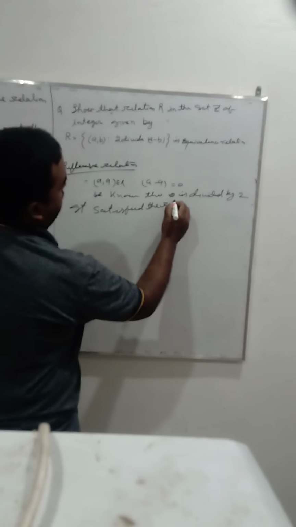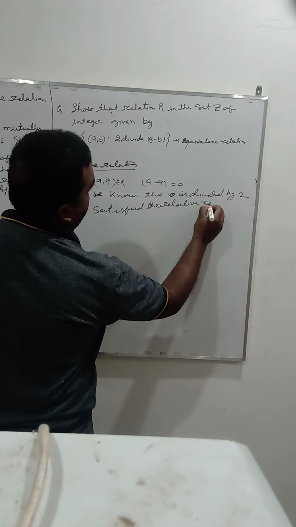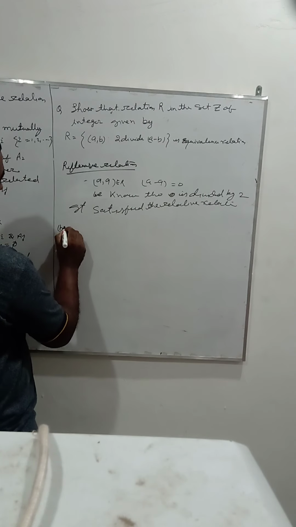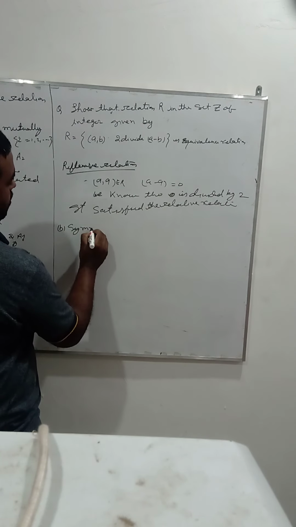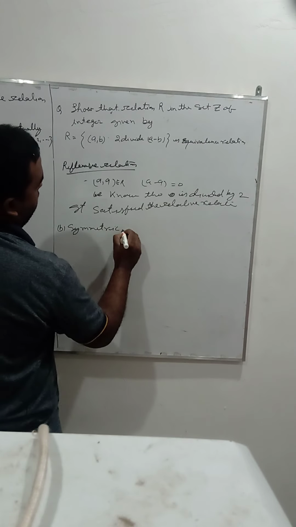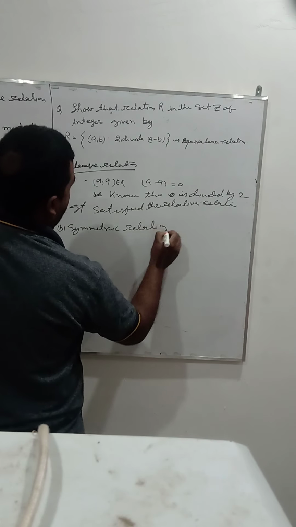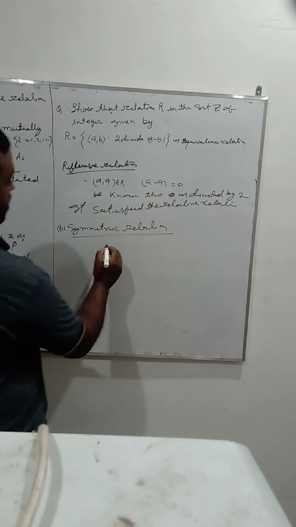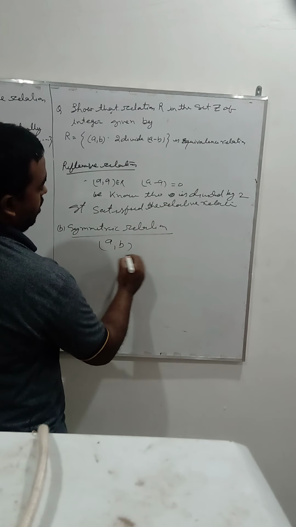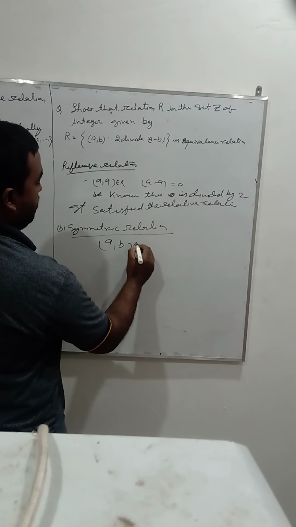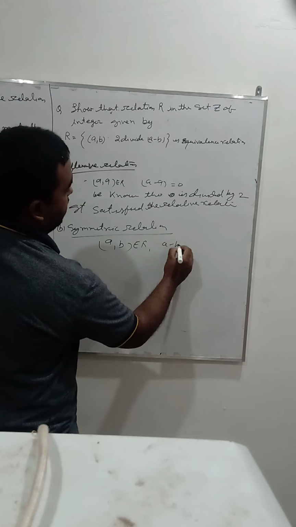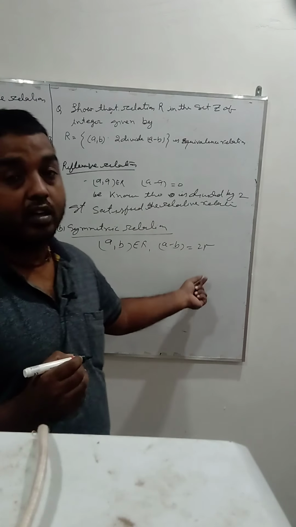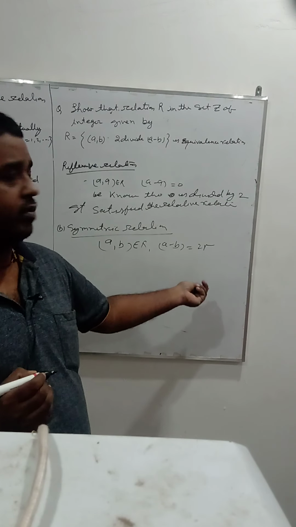the reflexive relation. Now check second, what is symmetric relation. Let us take two elements a and b. If (a, b) belongs to R, it means a minus b is equal to 2r, which is a multiple of 2, that's why it is divisible by 2.